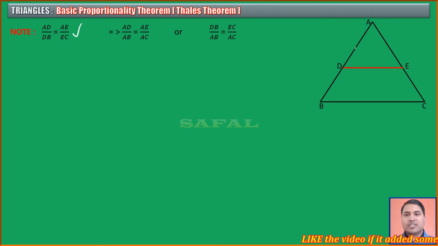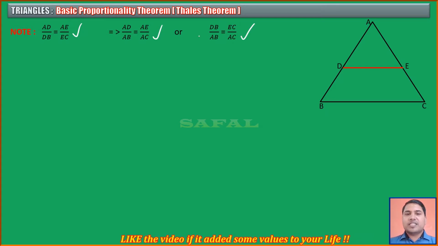Also you can see that AD by complete AB and AE by complete AC can also be written. The bottom part DB by complete AB, and here also bottom part EC by complete AC can also be written. So these three things you can keep in mind.